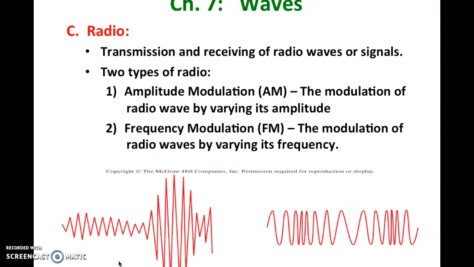Radio refers to transmitting and receiving of radio waves or signals. There are two types of modulation in radio. The amplitude modulation, shortened to AM, modulates or changes the radio wave amplitude to carry signals. The frequency modulation, shortened to FM, modulates or changes the radio wave frequency to carry signals.